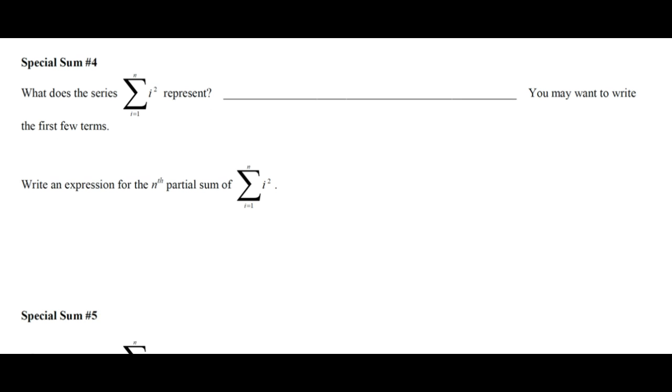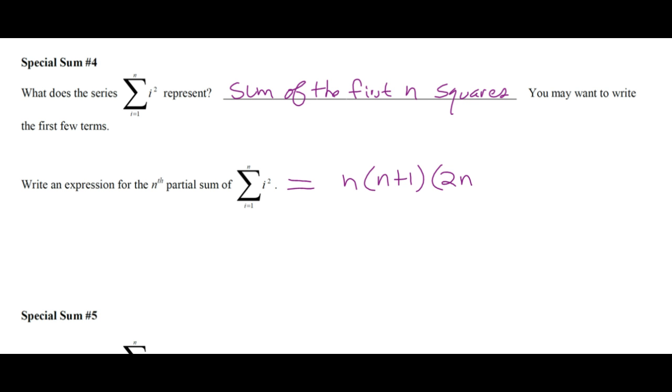Special sum number 4. What is the series, the sum of i equals 1 to n of i squared, represent? The sum of the squares, so it's the sum of the first n squares. Well, you could say it's the sum of the squares of the first n natural numbers, but really, I would just say it's the sum of squares, okay? An expression for the sum of squares is this, which is given to you on your formula sheet. So it's n times n plus 1 times 2n plus 1 over 6.